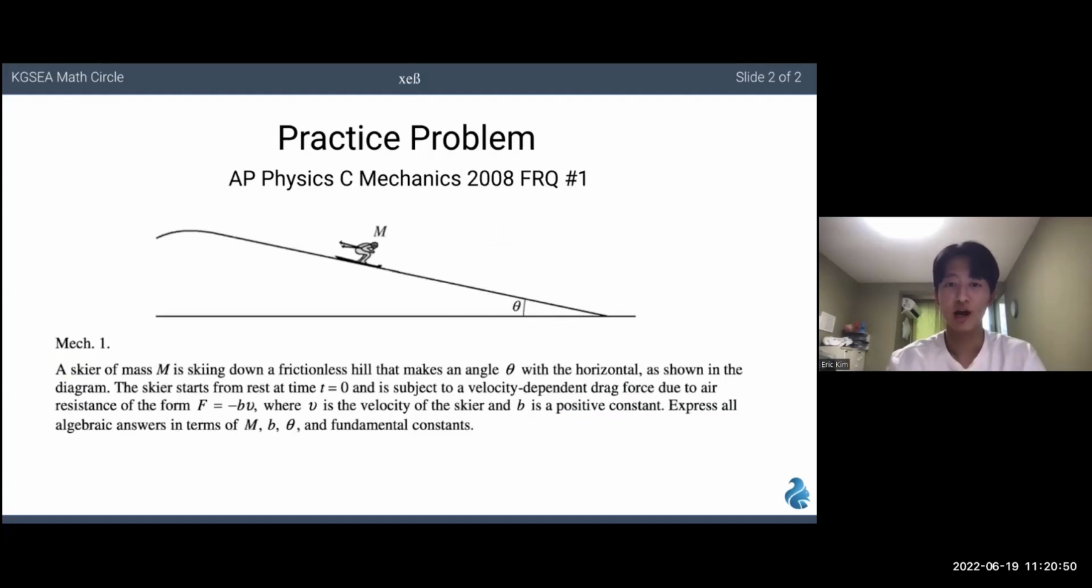For the final question, we have a problem from AP Physics C Mechanics, 2008 FRQ number 1. Read over the problem carefully because every piece of information is important for solving the problems which will be shown later.